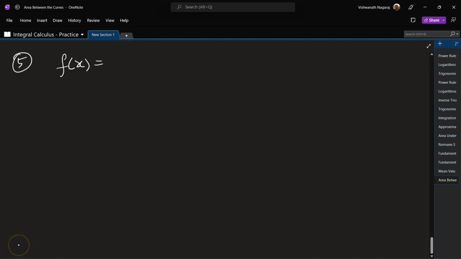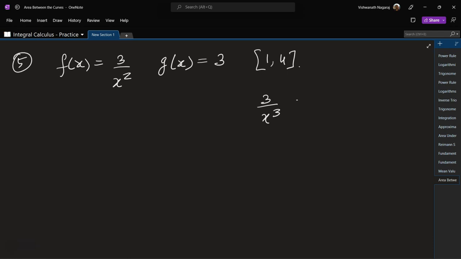Fifth one, f of x is equal to 3 by x square, and g of x is equal to 3 in the interval 1 comma 4. Now, do they intersect each other? So again, how do we figure out? 3 by x square is equal to 3, so 3 cancels, 1 is there, so we can say x cube is equal to 1. So x is equal to 1, right? Now that is an end point, so within the interval they do not cross each other.